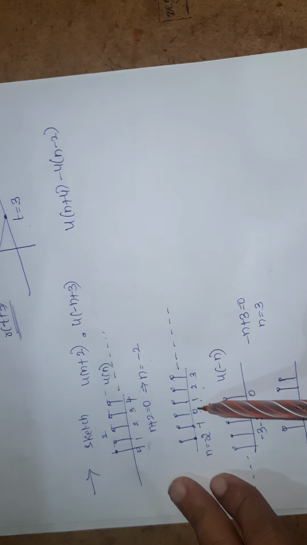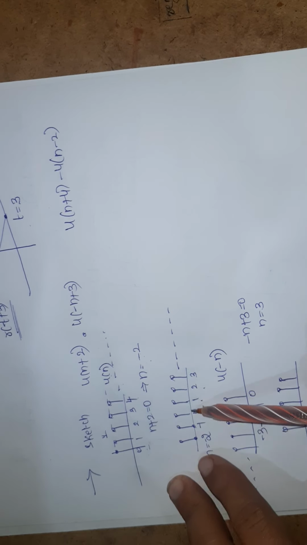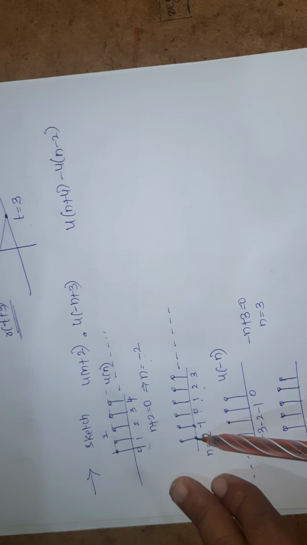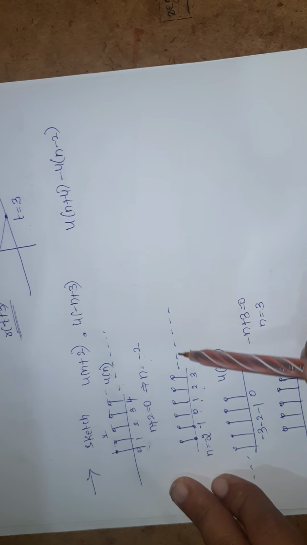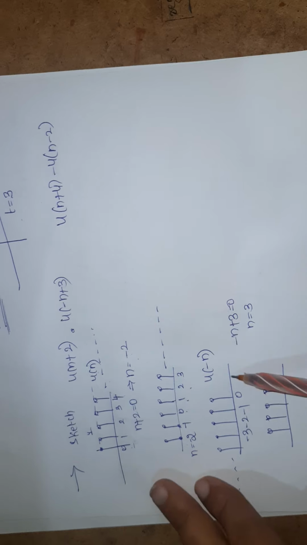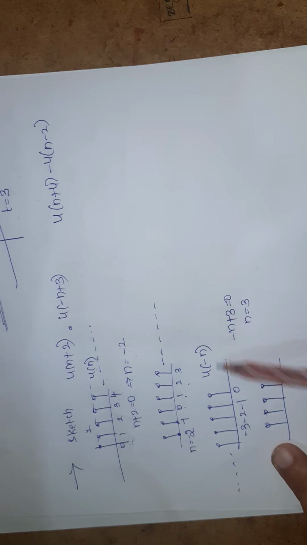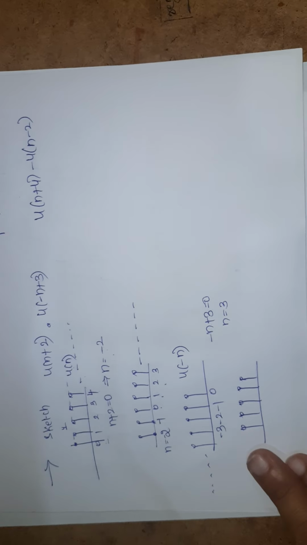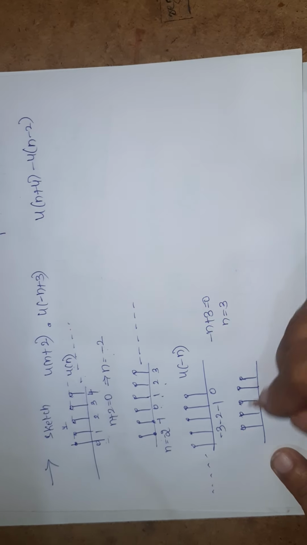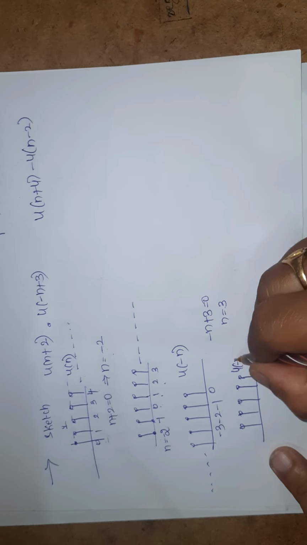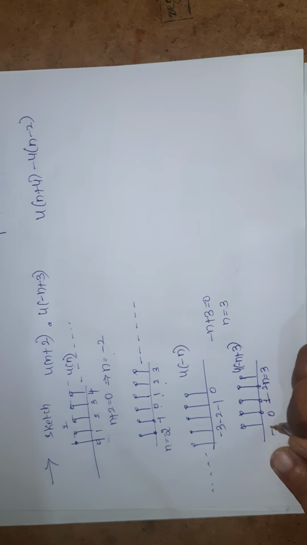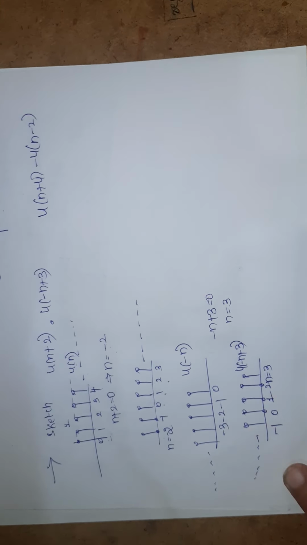Next, u of n plus 2 means the same signal shifted to the left side. So on the left side we are not having any samples. The samples are starting from minus 2 and the right side up to infinity. In the same way, u of minus n, on the right side we are not having any samples, but the left side up to infinity. So u of minus n plus 3, the samples are starting from 3, 2, 1, 0, minus 1. Like this we are having infinite samples.